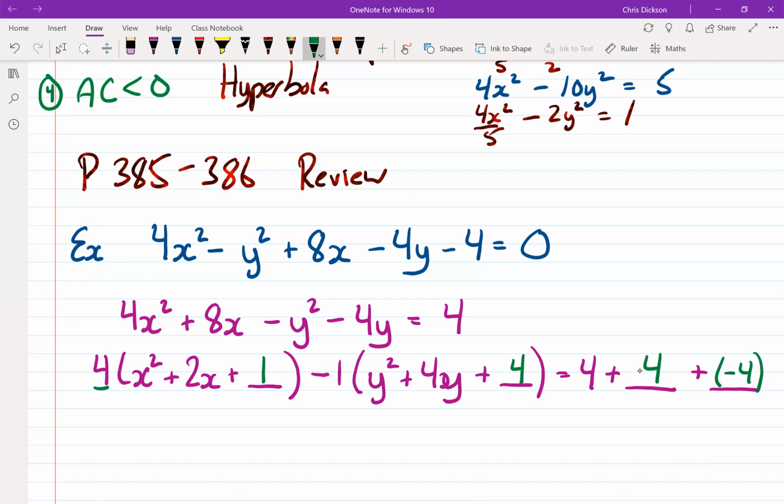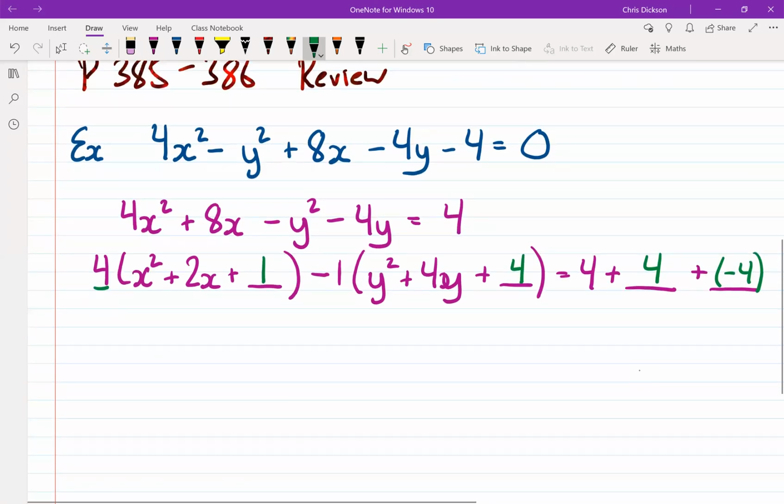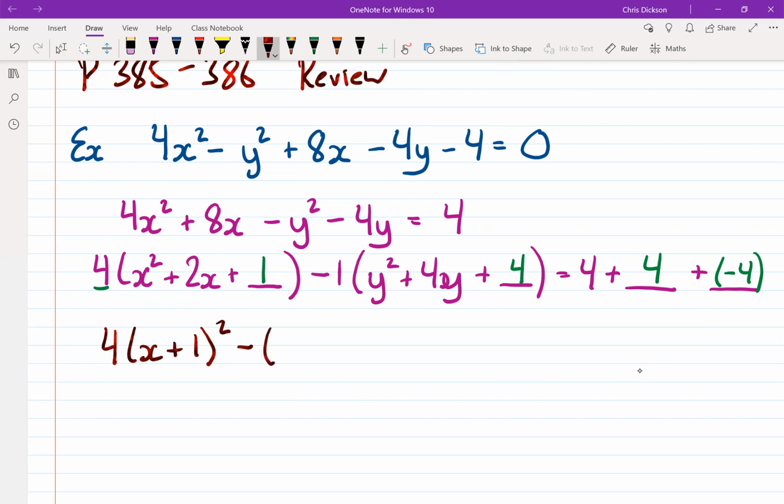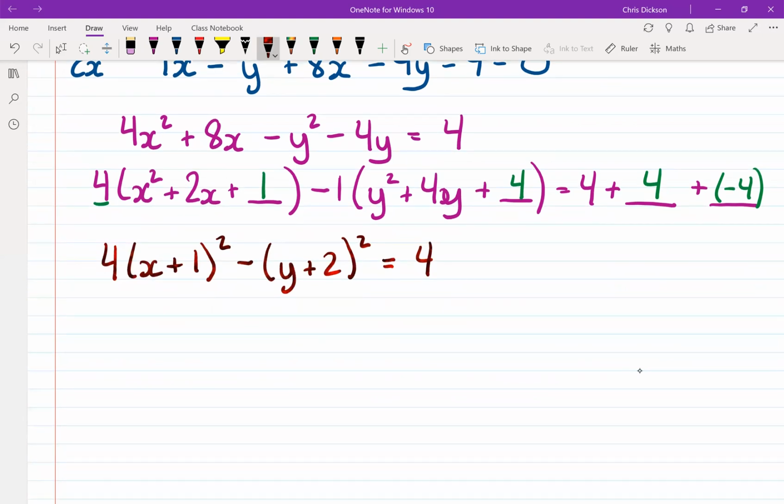So -1 times 4 is -4. Okay, so that works out quite nice. That's going to give us (x plus 1) squared minus, now I'm going to get rid of the -1 because I think it's clear that's a negative, (y plus 2) squared equals 4 plus 4 minus 4, which is 4. And now divide everything by 4 because we want that to be a 1.